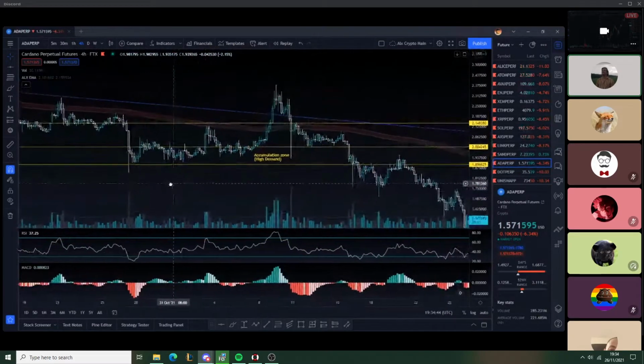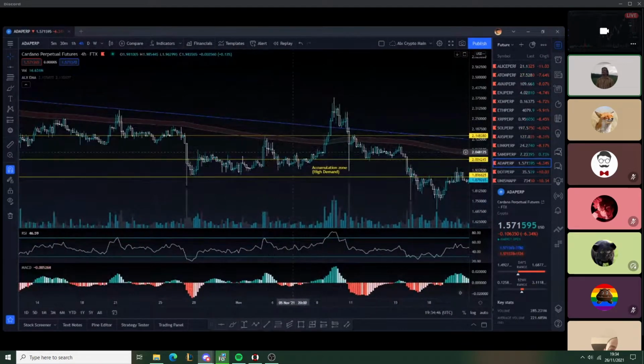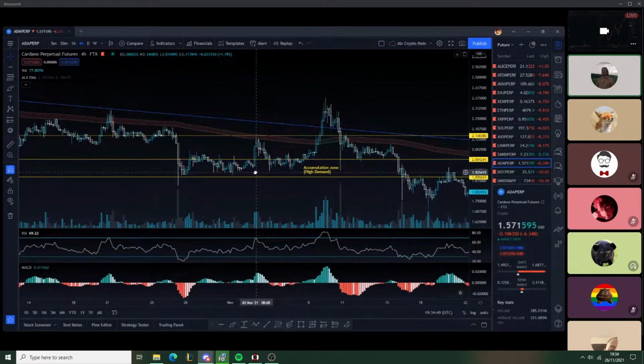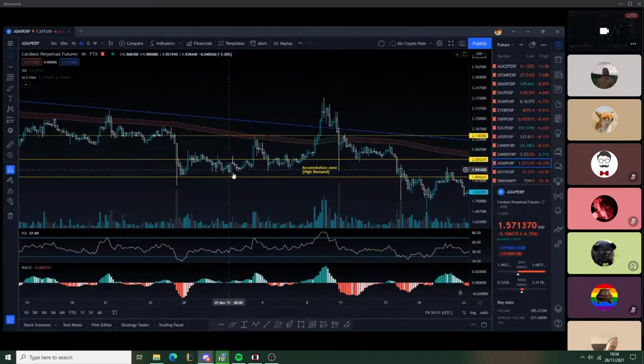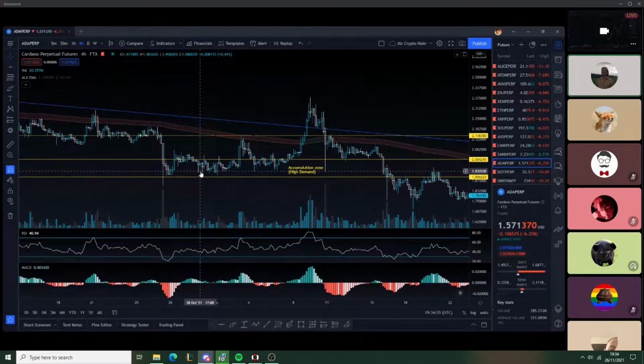But a coin like ADA, for example, this play here where I predicted that it would bounce up. I saw that there was a whole load of wicks pointing downwards in this area here. What that showed me was that this is an area of high demand. So people are constantly buying around this level.